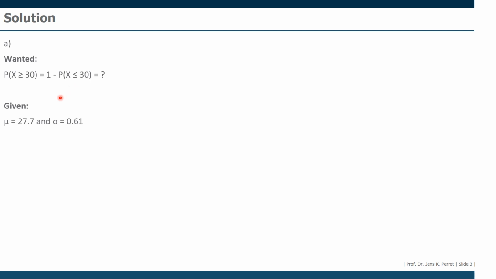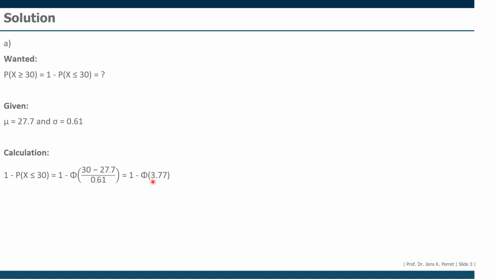We know from the exercise text the mean is 27.7 and the standard deviation 0.61. So we can use these two values to standardize the 30. Standardization means we're going to subtract the mean and divide by the standard deviation. So this gives us a value of 3.77. And this value stands inside this function of a big phi.